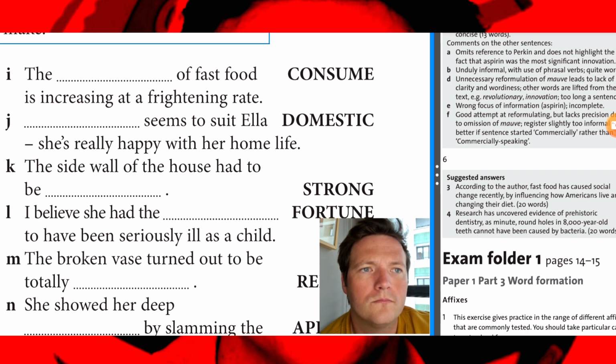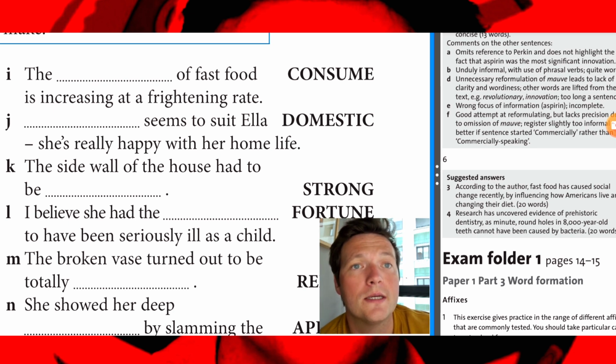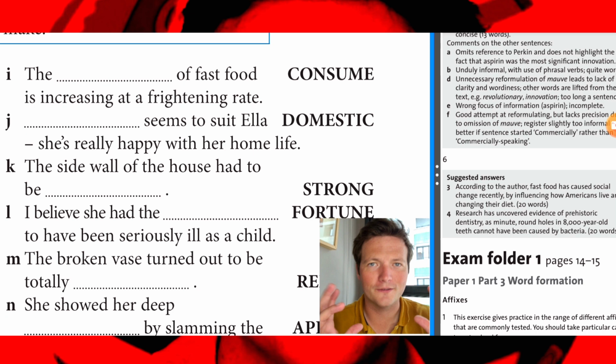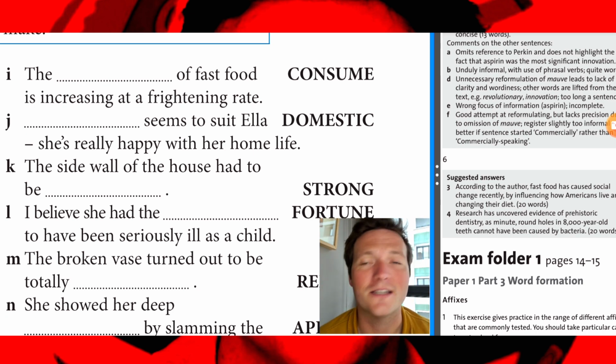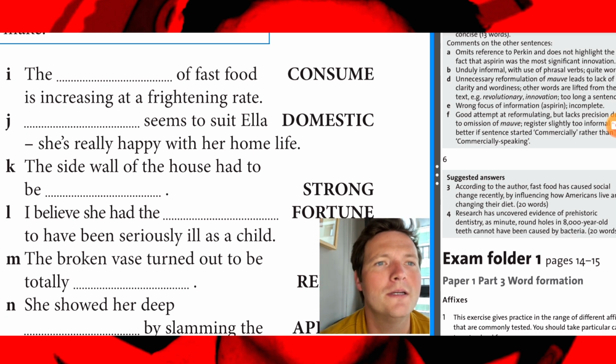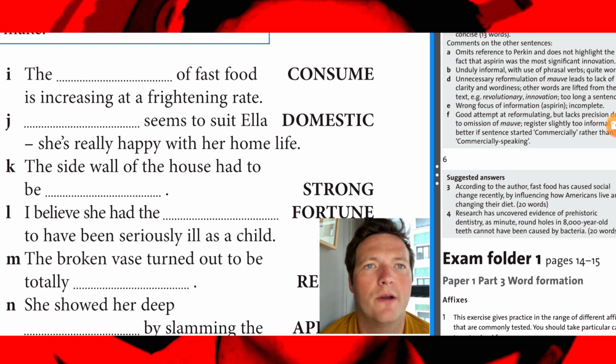So, the consumption of fast food is increasing at a frightening rate. That's a frightening rate. Yeah, it's terrifying. I'm really scared about people eating what they like to eat. The consumption of fast food is increasing at a frightening rate.